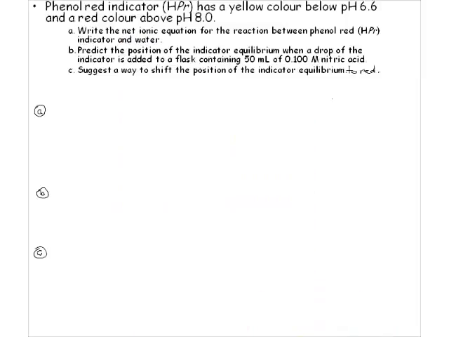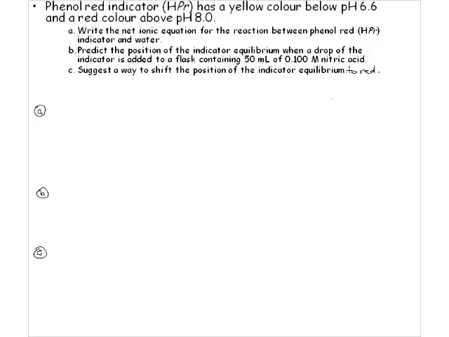This is a typical public exam type question. And it's saying phenol red is an indicator known as HPR. So PR is representing phenol red. So a very complicated chemical formula here. But we're only interested in the fact that it's acidic. In its acidic form, it's yellow in color. And in its basic form, it's going to be red in color. So it says write a net ionic equation to show the reaction between phenol red and water.